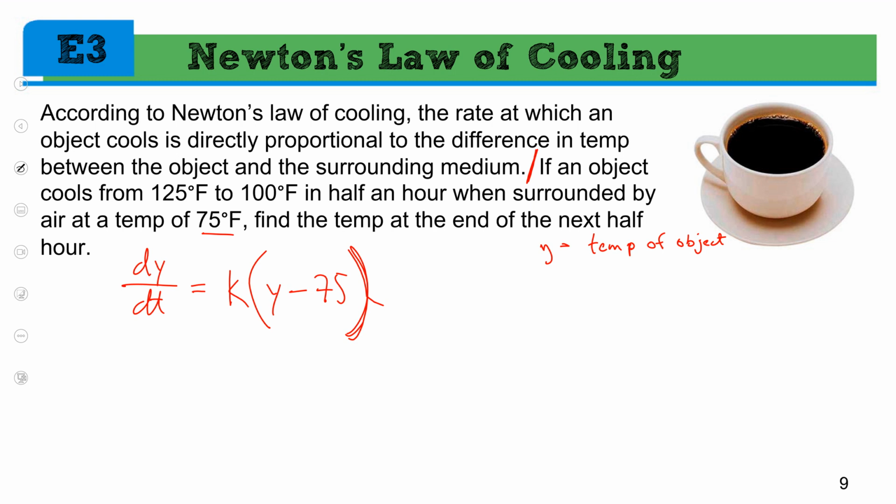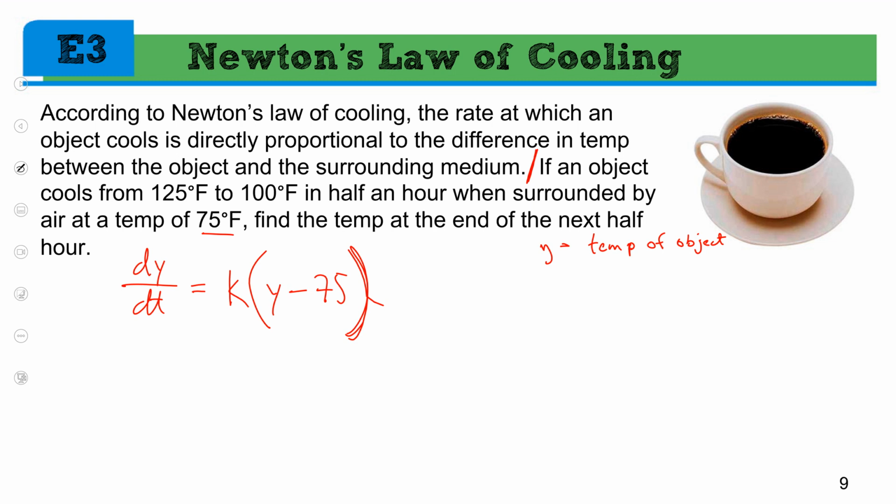So notice in this problem, I don't tell you what the starting, well, I guess I do tell you what the starting point is, don't I? An object cools from 125 degrees to 100 degrees Fahrenheit in a half hour, when surrounded by air temp of 75 degrees. Find the temp at the end of the half hour.